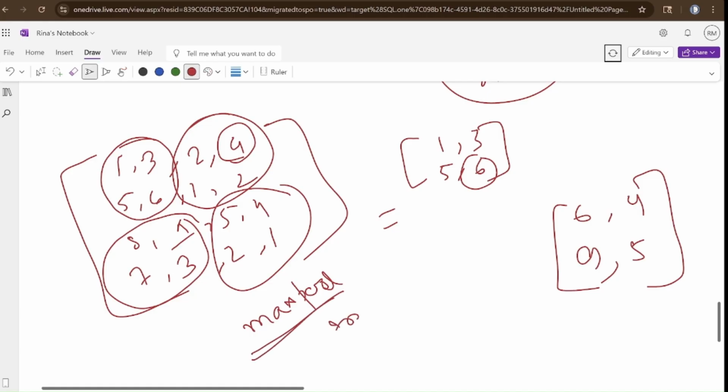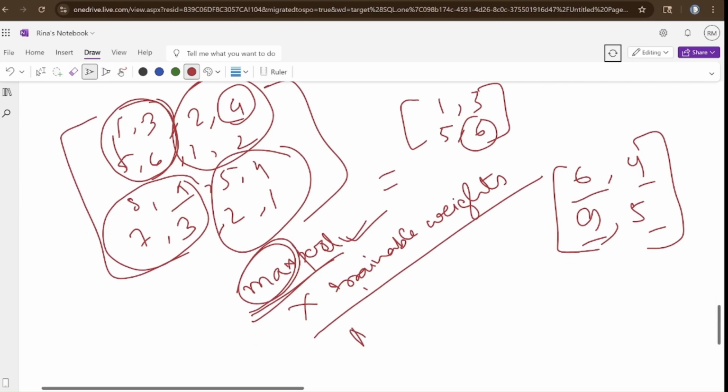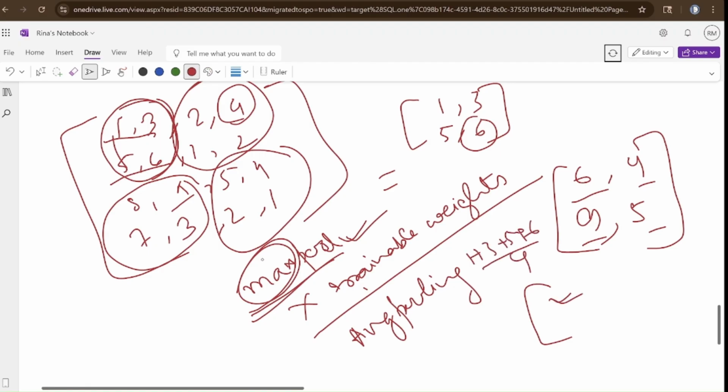So you can see there are no trainable weights. You are not training anything. You don't have any trainable parameters, but you are taking only the largest value in the blocks. That's why it is called maximum pool. There are other types of pool also, like average pooling. In that case, you take the average of these 4: 1 plus 3 plus 5 plus 6 divided by 4 will be here, and 2 plus 4 plus 1 plus 2 divided by 4 will be here. That is called average pooling. Okay, so there are many types of pooling, but here we are talking about maximum pooling.